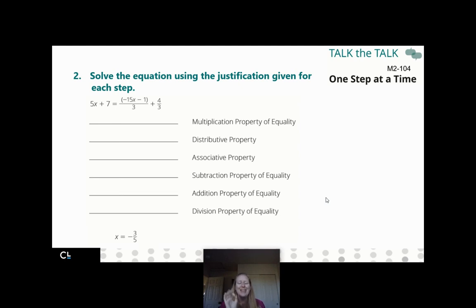So go ahead, hit pause, work this out, solve the equation. You know what the answer is supposed to be. They gave it to you at the bottom, but solve the equation using the steps that they gave you. So hit pause to work that out. Hit play when you're ready to check your work.